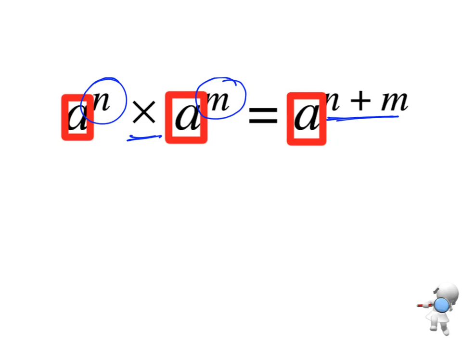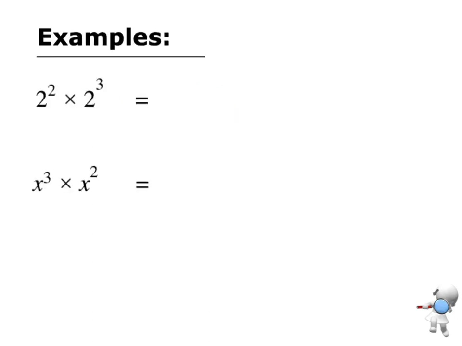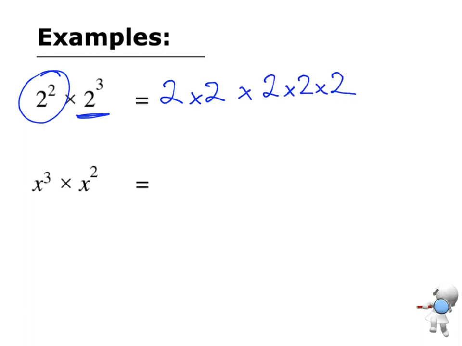So let's have a look at a couple of examples and see how this works. So let me say I have 2 to the power of 2 times 2 to the power of 3. So first of all, I'm going to take 2 to the power of 2. That just means 2 multiplied by itself twice. Then I'm going to take 2 to the power of 3. That means 2 multiplied by itself 3 times. So altogether, if I count, I can see I've got 1, 2, 3, 4, 5. So that's the same as 2 to the power of 5.